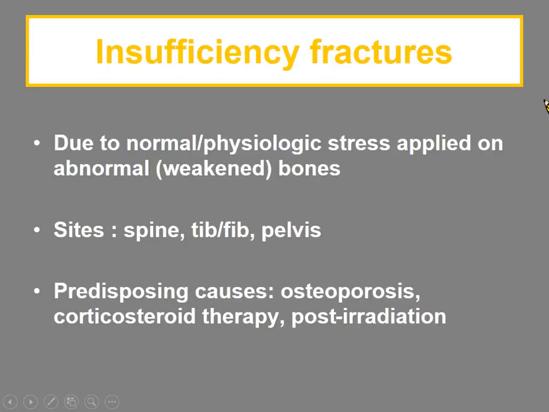Maybe this is a bit like what Erin mentioned about atelectasis adjacent to the aorta. Now, what are insufficiency fractures? Basically, they are fractures that occur when normal stress is applied on abnormal bone. And you can see them in a number of sites, but the ones that tend to be problematic are the ones that occur in the pelvis.